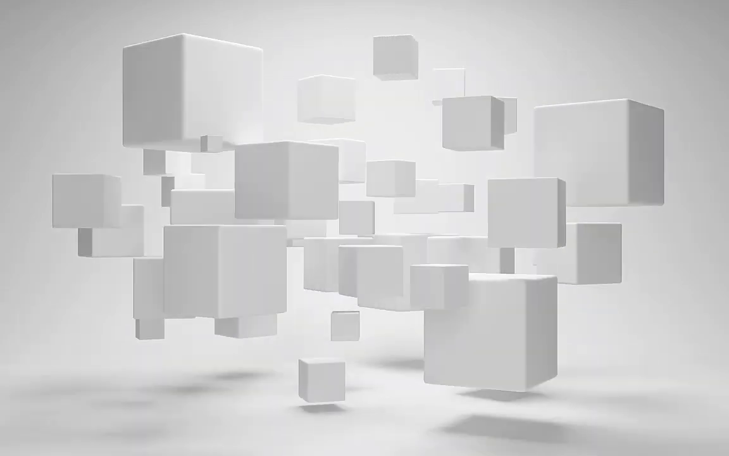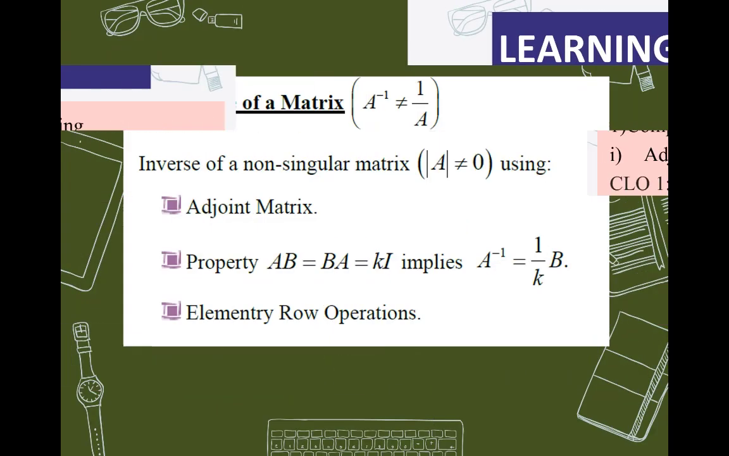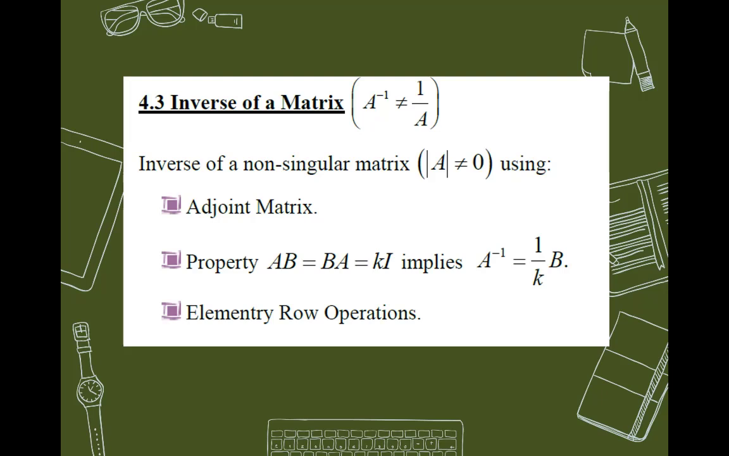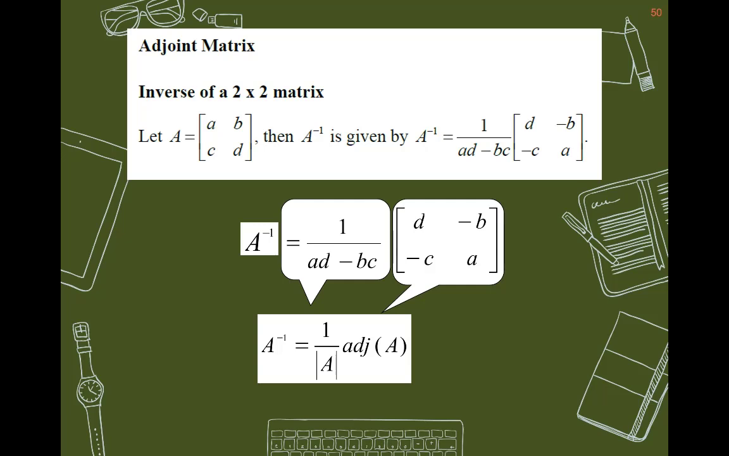So the learning outcome that we're going to cover in this video is to compute the inverse of a non-singular matrix using the adjoint matrix. This is my 8th video on this chapter. Now, how do we find A inverse? The inverse of a non-singular matrix, where the determinant is not 0, can be found using 3 methods. One is adjoint, second is property, and third is elementary row operations. So this video will be focusing on adjoint.